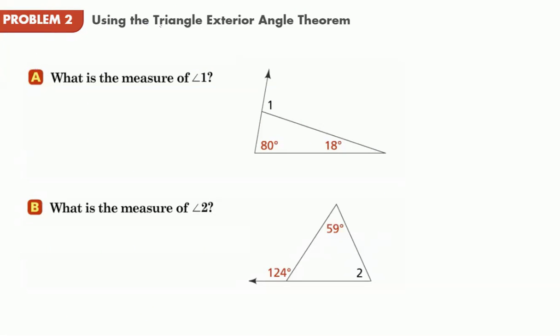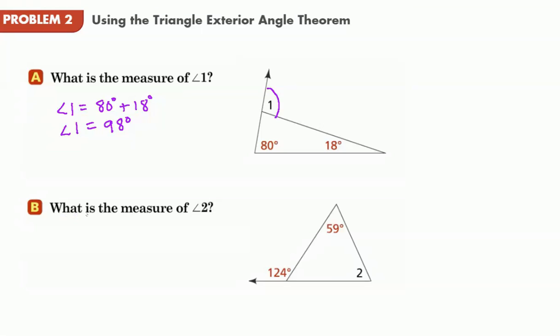For problem 2, we're going to be using the triangle exterior angle theorem. So what is the angle of 1? So we want to know this angle right here. So we know that angle 1 is the sum of its two remotes, which is 80 and 18. So angle 1 is going to equal 80 plus 18. If we add those, we find angle 1. So angle 1 will equal 98 degrees. That's as simple as it gets.